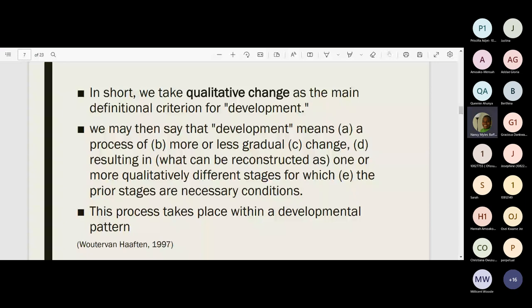Then from there, it opens the philosophical part of it, where I will ask you your view. Do you agree? Justify this. That's when we will start. Madam says, in short, we take qualitative change as the main definitional criterion for development. Suppose your interim assessment test says, with a practical illustration, explain why you agree or disagree with the view that qualitative change is the main definitional criterion for development.